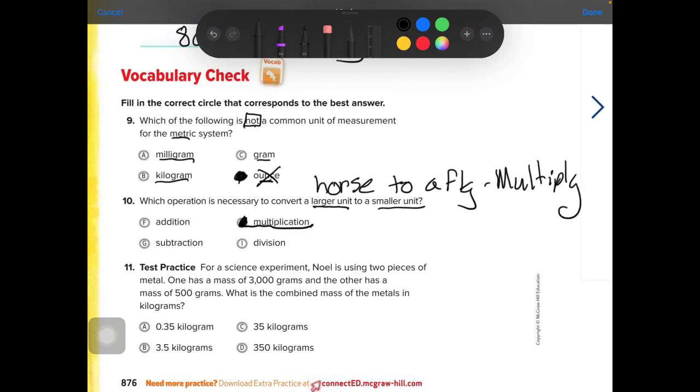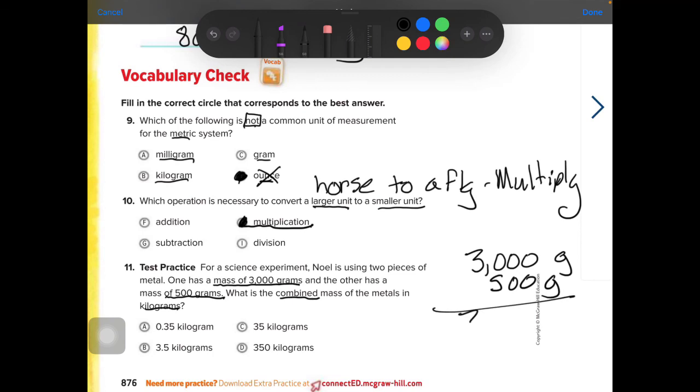Number 11, for a science experiment, Noel is using 2 pieces of metal. One has a mass of 3,000 grams, and the other one has a mass of 500 grams. What is the combined mass of the metals in kilograms? Okay, a couple of things we have to do. We have to add, because combined means adding, and then we got to convert it to kilograms. Okay, so let's go over here. We have 3,000 grams plus 500. So that's going to be 3,500. Now we got to convert this to kilograms.